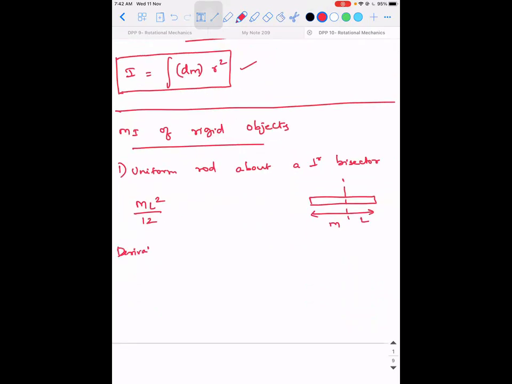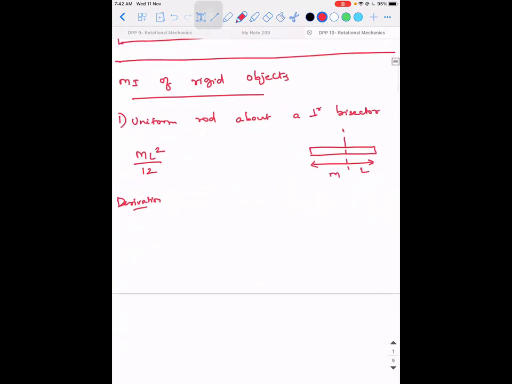So let's see the derivation. What is the type of density we can define here? Linear density. So linear density is mass by length. I told you moment of inertia is integral of dm into r square, right? Means we need to consider a particle mass of thickness dx, which is at a distance x from the axis of rotation, right? So what will be the value of dm? Lambda into dx, that's it, no integral.